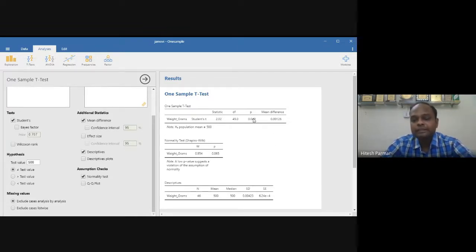So the difference is significant. So we can conclude that the sample mean is significantly different from 500 gram. As the p-value is less than 0.05, we can conclude that sample mean is significantly different from 500.